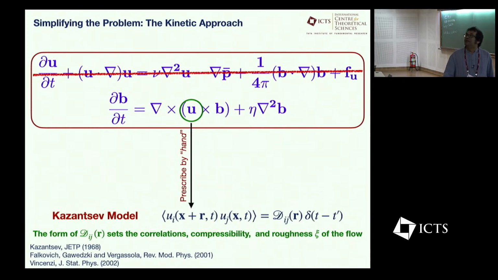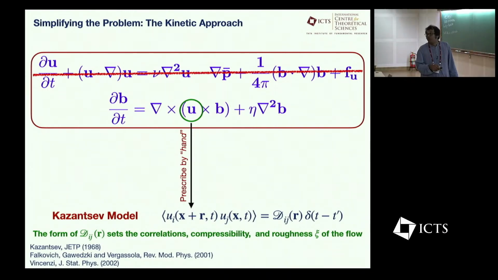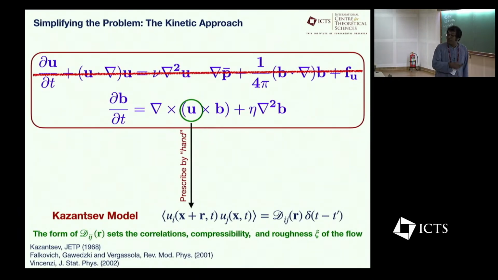So it's something you prescribe by hand, and it's delta correlated in time, and you take care to worry about this D_ij, which is sitting in front of that correlation function. And all the information about the correlation, the compressibility, the roughness of the underlying flow, which you'll see starts to matter, is all encoded here. And essentially two of the nice results, which set the stage for the work that I'm going to describe, are the following.